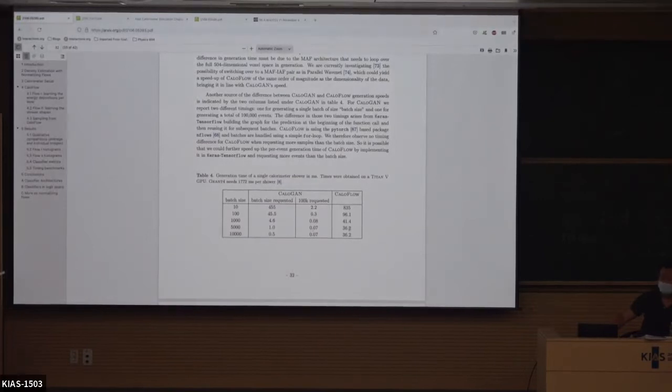Can anyone tell me why, if you were paying attention in my last lecture, this CaloFlow is not as fast as the GAN? Remember, I told you that CaloFlow is based on this MAF, or masked autoregressive flow architecture.